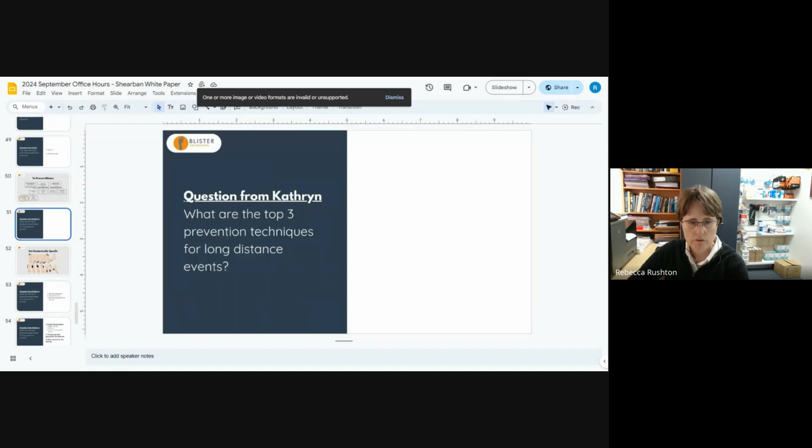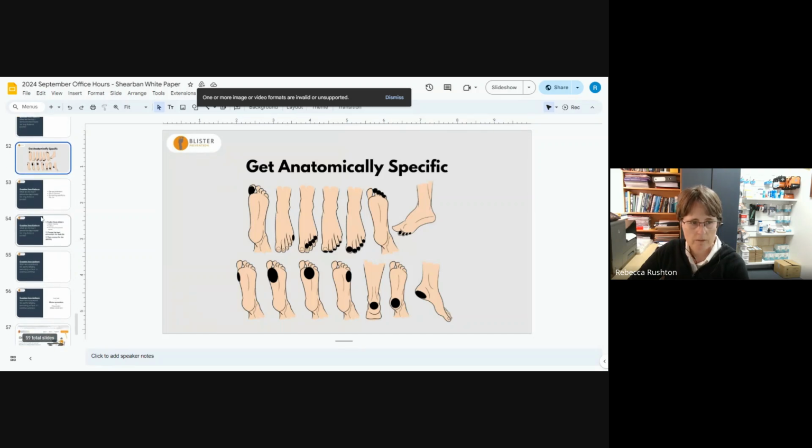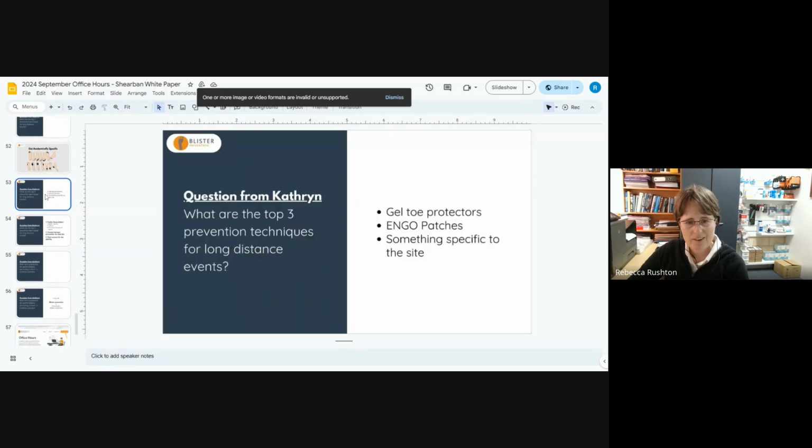Catherine asks, what are the top 3 prevention techniques for long distance events? I assume we're talking about blisters now. I like to answer it this way. It really depends on the anatomical location, but I know that you don't want to hear that. So, Catherine, I'll be a bit more helpful.